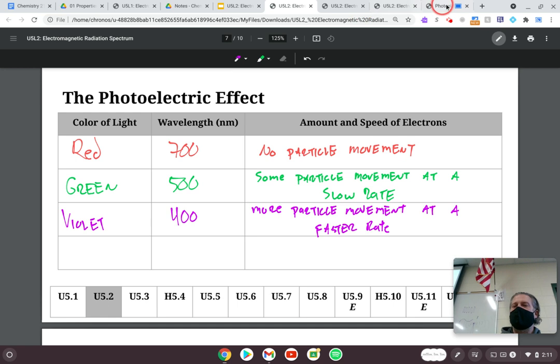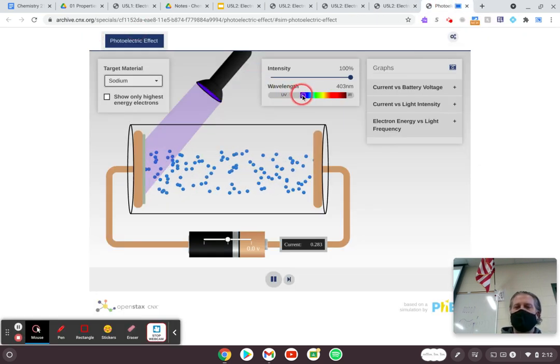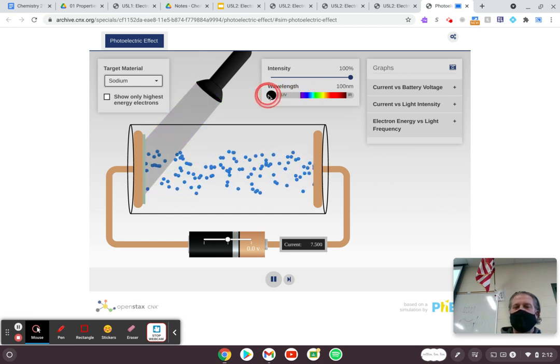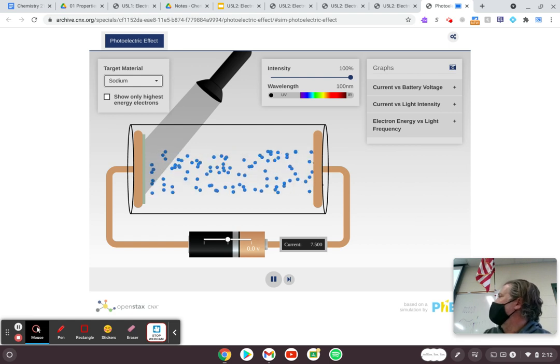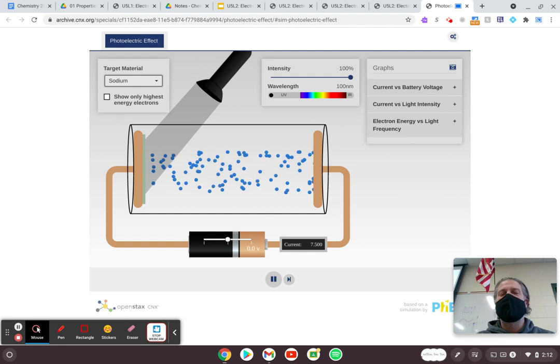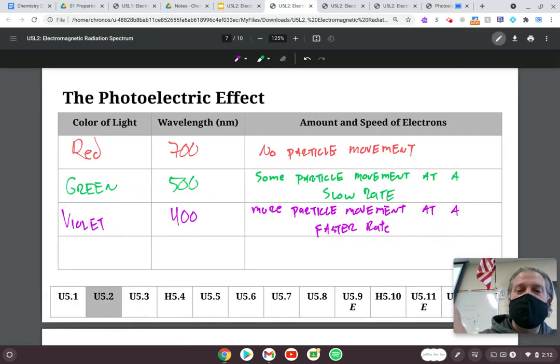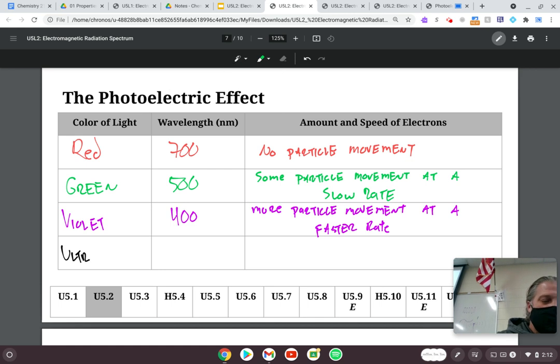And then the last one that we're going to do is I'm going to set the wavelength to ultraviolet, and it's got even more fuzzy. I don't know what happened there, but I can tell you that the wavelength is 100 nanometers. So we are at ultraviolet. The wavelength is 100 nanometers, and this is even more particle movement.